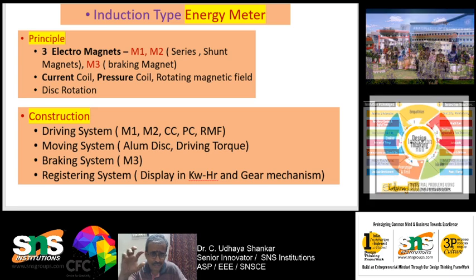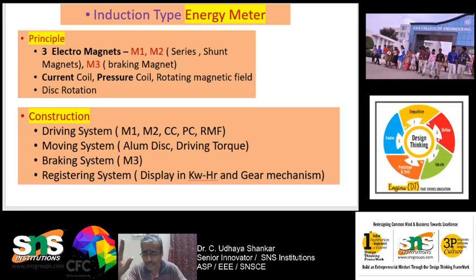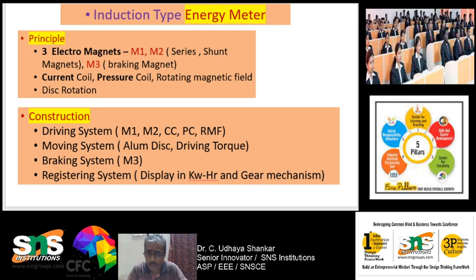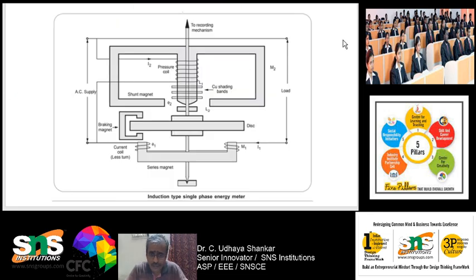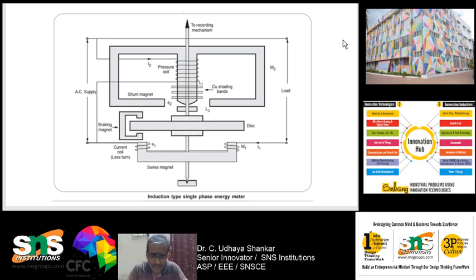So, construction wise, the entire energy meter is classified into four: one is the driving system, the other one is the moving system, then the braking system, then the registering system. Hope you are all clear. So, now we will enter into the diagram. So, this is the diagram of the energy meter.